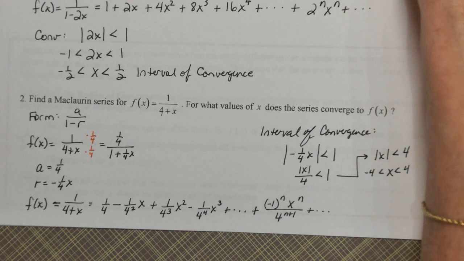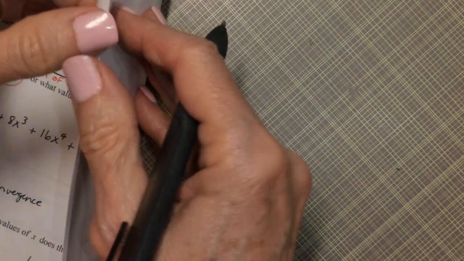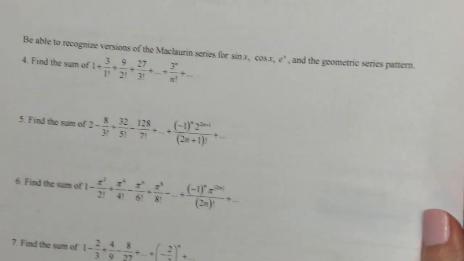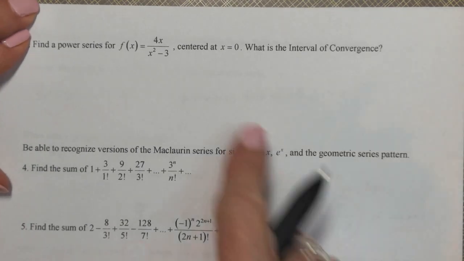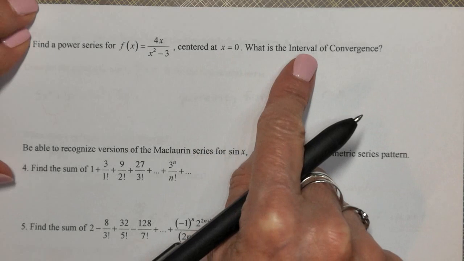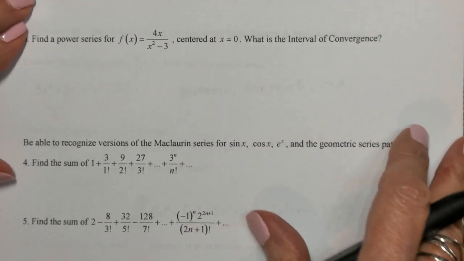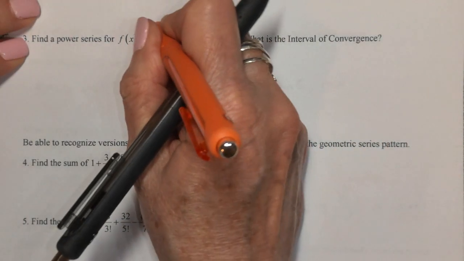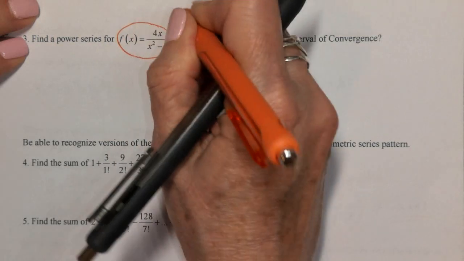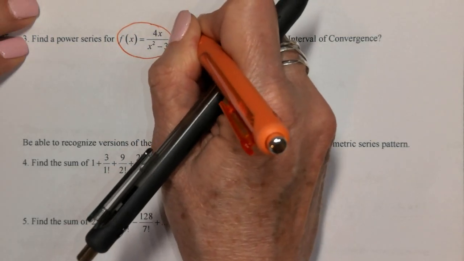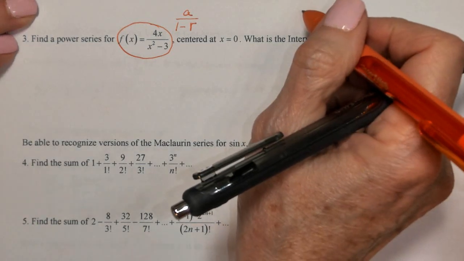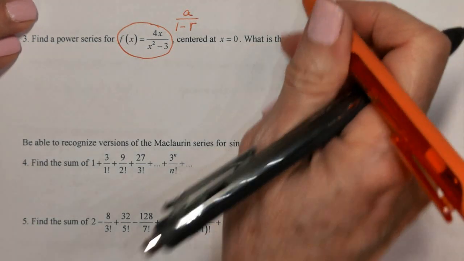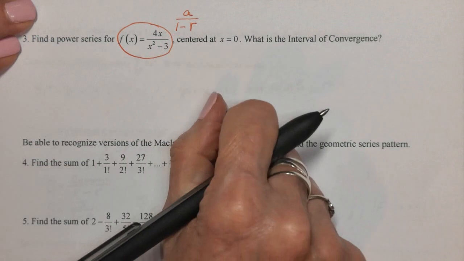Let's do another one. Let's find a power series for this one, centered at 0, and find the interval of convergence. So, again, I notice that the form is a over 1 minus r. The form is, but we have to do some work to get it to be exactly in that pattern.